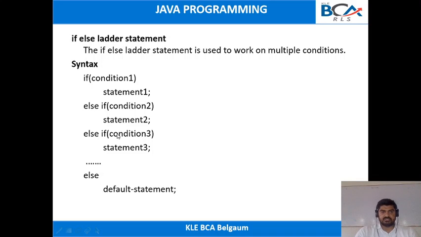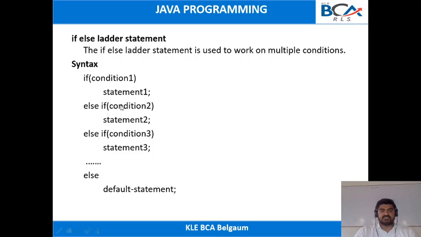So here you can see the condition. If condition 1 is evaluated to true, it will execute statement 1. Suppose condition 1 is evaluated to false, next it will check for the next condition, that is else if, so it will check condition 2. Suppose condition 2 is evaluated to true, it will execute statement 2.